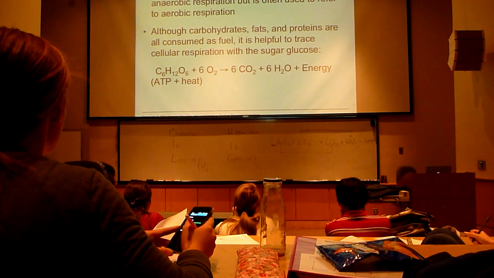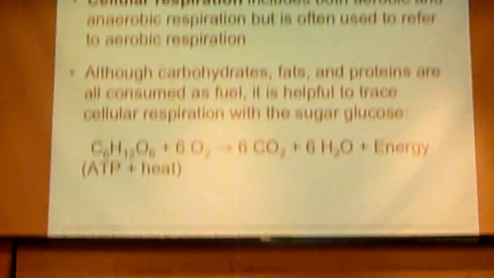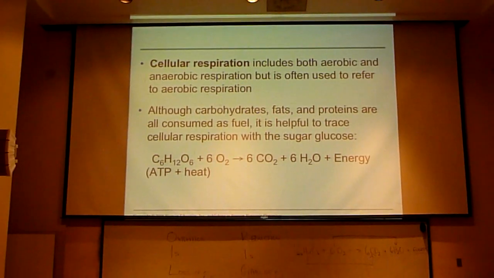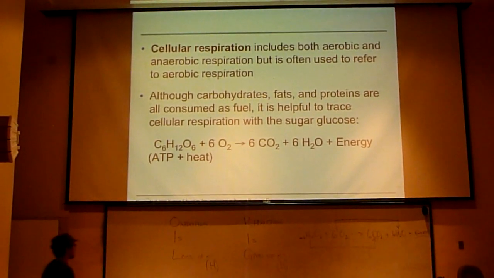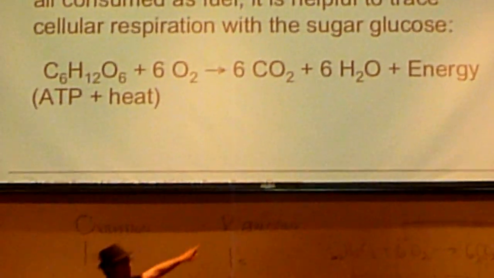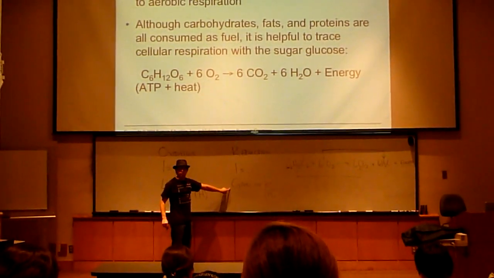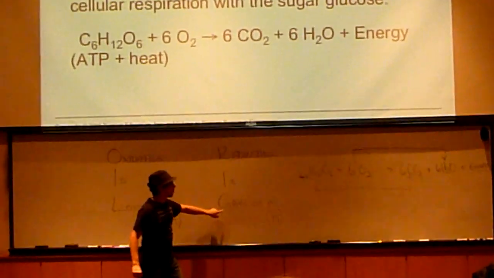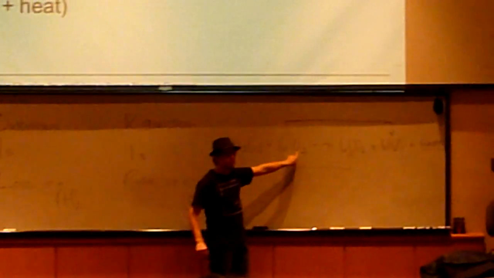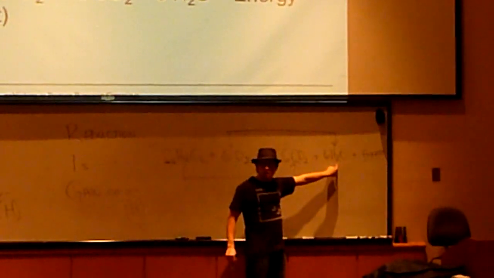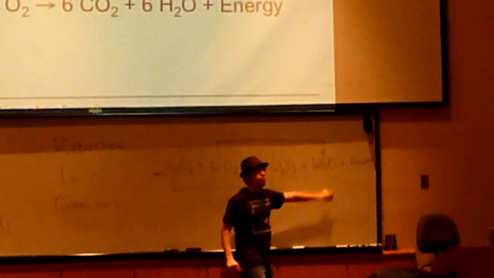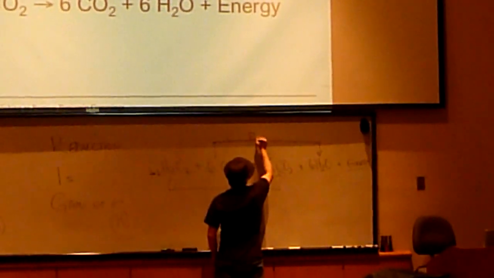Which of those two reactants, glucose or oxygen, is being reduced? Oxygen. Does everybody see why? Reduction is gain of electrons or hydrogens. It's just oxygen here. Here, it's now water. It has gained hydrogen. So it is being reduced.